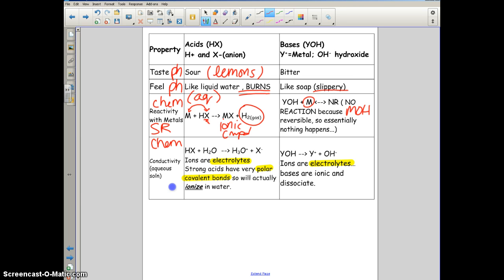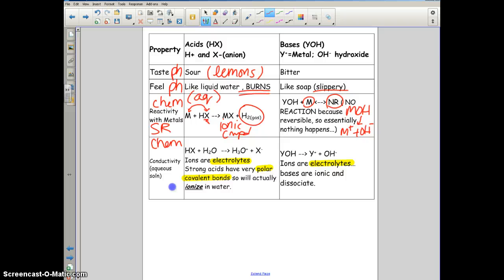strong bases. So what they do is these immediately dissociate and make metal and OH minus. Those will go into solution, and it'll appear as if no reaction has occurred. So that's why we say no reaction, because this reaction is so reversible. It goes all the way back to the very beginning. It sums up where nothing actually occurs overall.